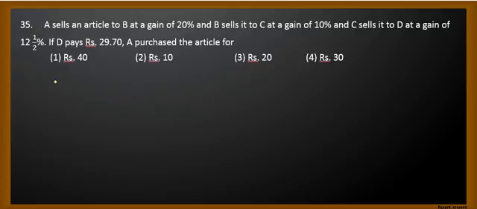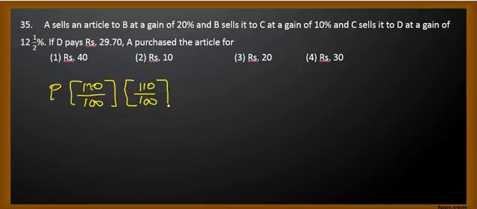Okay. Now let the cost price for A be P. A is selling at 20% profit. It means P into 120 by 100. This will become the cost price of B. Now B sells to C at a profit of 10%. So on this B will charge into 110 by 100 because he got 10% profit. This will become the cost price of C.